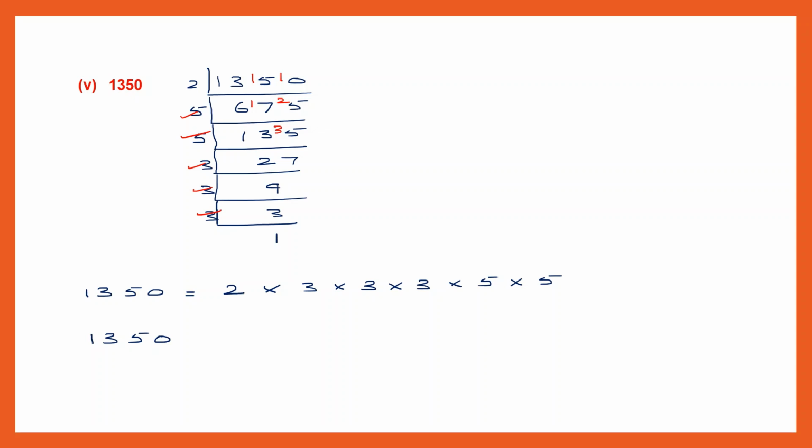So 1350 will be 2, only 1 raised to the power of 1, so we leave it as 2 into 3. How many 3s do we have? 1, 2, 3. So that will be 3 raised to the power of 3 into 5 raised to the power of, we have 1, 2. 2 5s, so 5 raised to the power of 2. So this is the exponential form of 1350. 2 into 3 raised to the power of 3 into 5 raised to the power of 2.